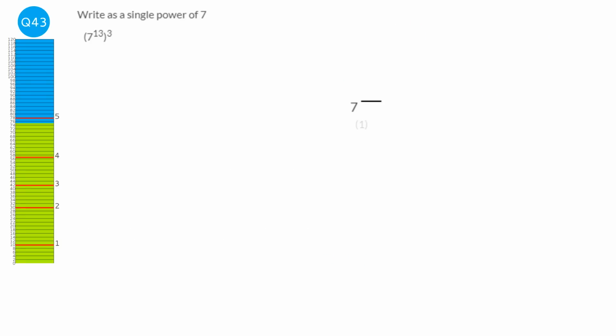There's a 3 on the outside of the bracket, or cube on the outside of the bracket, and cube means times it by itself 3 times. So we're going to times this by itself 3 times. Now we know the rules of indices say when you times two numbers with the same base, you add the powers. So it's going to be 13 plus 13 plus 13, so it's going to be 7 to the power of 39. Now you might notice that actually there's a quicker way of doing this. All we need to do is times the powers, which will also equal 7 to the power of 39.